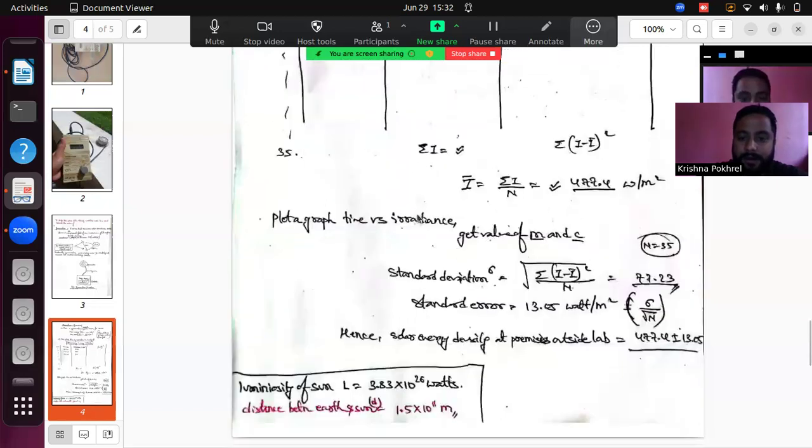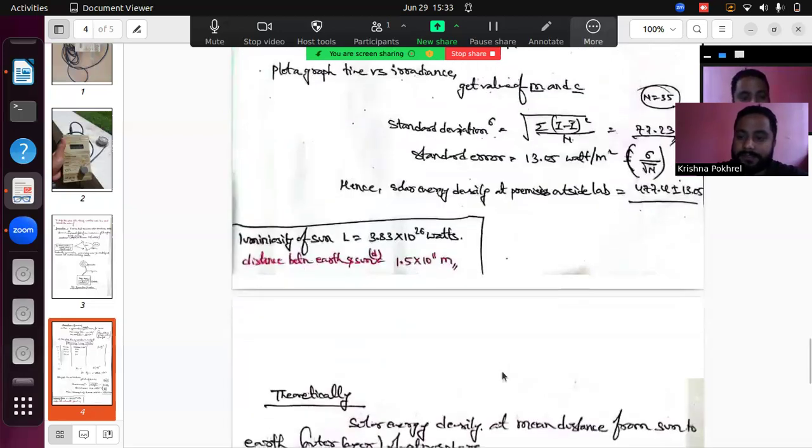After that, we'll take the standard deviation. That means root over summation of I minus I bar square divided by n. The value of I minus I bar square is over here. n means 35, as 35 different data points were taken. That gives 77.23. Standard error is taken by dividing the standard deviation by root over n. If we divide 77.23 by root over 35, we get 13.05. That means our data fluctuates by 13.05, which can be added or subtracted.